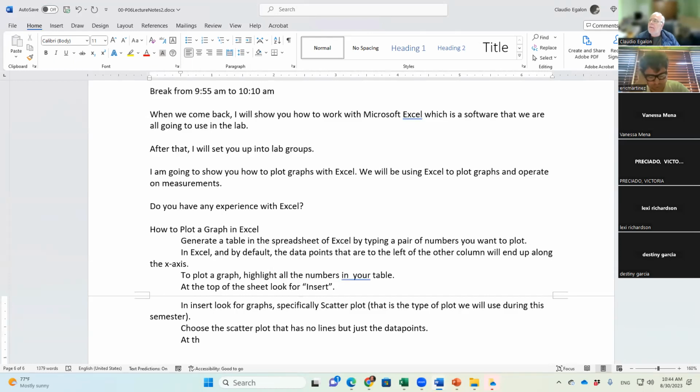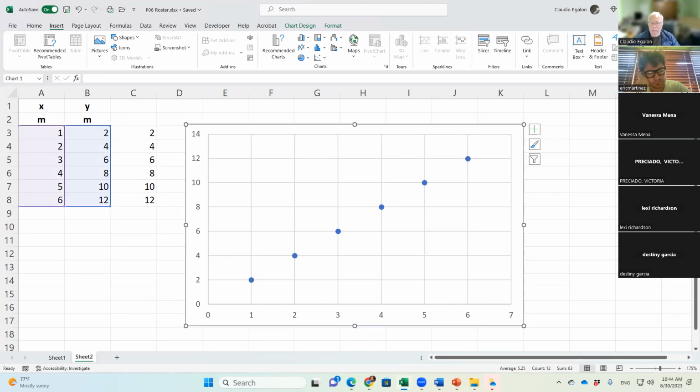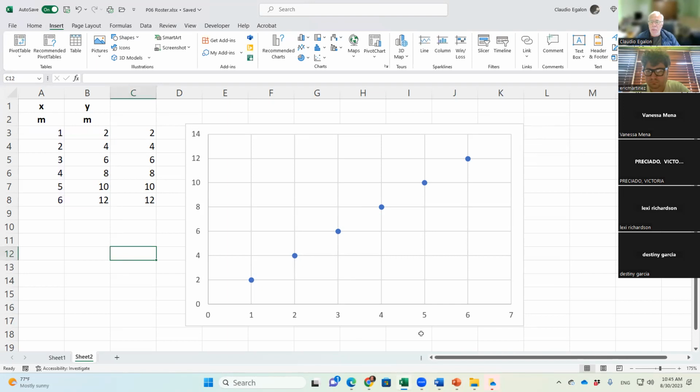Okay, and now we have our graph. We're not done yet. There are more things to do. See that we have a chart title. I don't like to use chart titles, so I usually delete them. But it's up to you. However, what you must do in every lab is put a title on the axes.